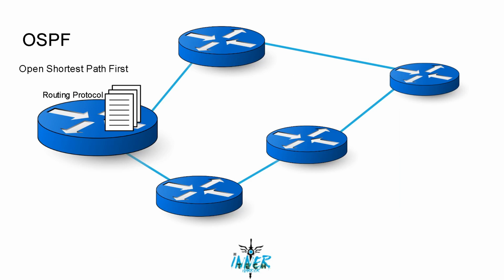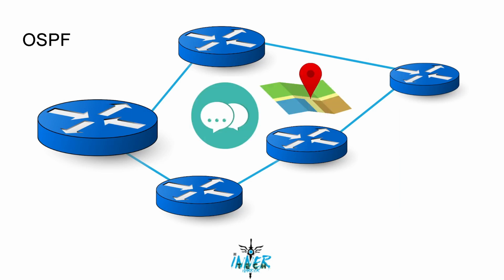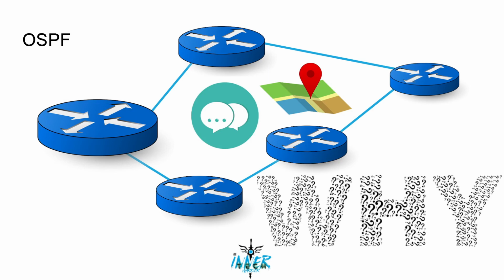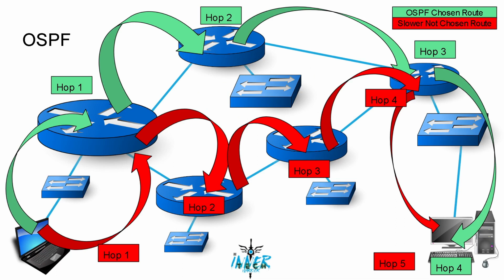OSPF stands for Open Shortest Path First. It is a routing protocol used inside large networks. OSPF routers talk to each other to map the network and choose the best routes. Why is OSPF used? OSPF finds the shortest path to send data based on metrics like speed. This makes routing fast and efficient.